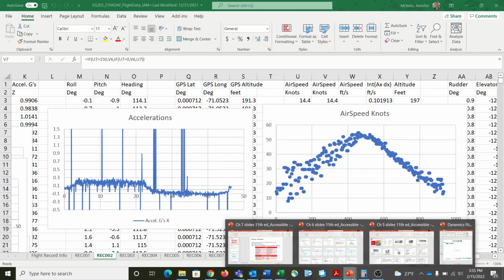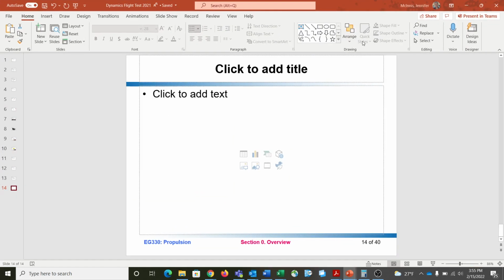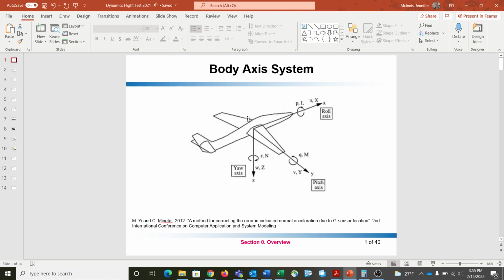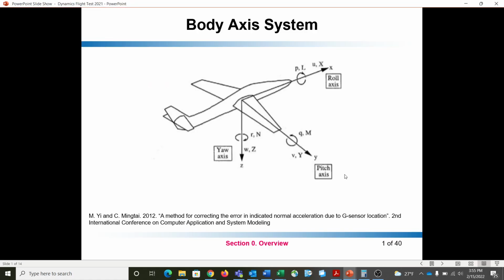Okay, so in this video, we're going to take a look at the flight test work for EG203 dynamics. What we're going to start with is thinking about the body axis system on an airplane. The X direction axis is straight out the nose of the aircraft, and it's always out the nose of the aircraft. So these are relative velocity, or relative coordinate frame, with respect to the plane.